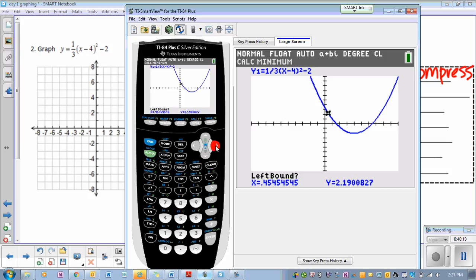I'm going to move blinking Bob over to the minimum because that is my starting point. This one, since it compressed, is a little bit wider. So if you feel like 3 is not enough, you can go to the left and to the right, like 4 or 5. So go to the left, 1, 2, 3, 4, 5. I'm going to go 5, pretty wide. Hit enter, go back to the starting point, and then hit the right arrow, 1, 2, 3, 4, 5. Hit enter.